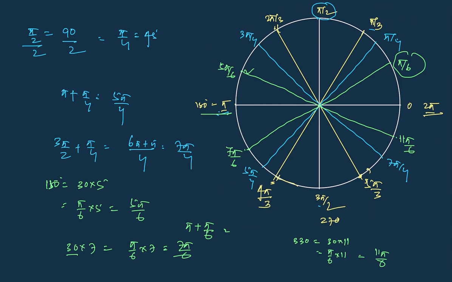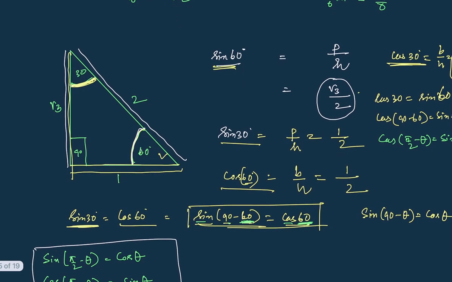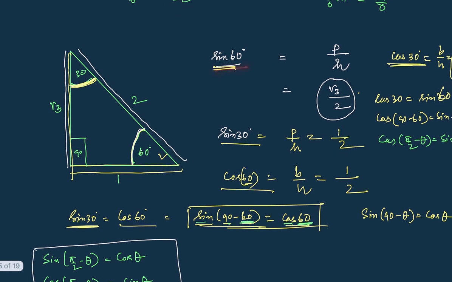So now we know what pi by 2 is. Pi by 2 is all this angle, we know now. Okay, next we can go for sin theta, sin 60, sin 30, cos 60, cos 30, everything.